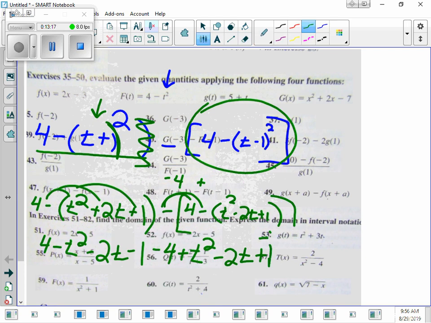Now we just combine like terms. 4 and negative 4 are opposites. Negative t squared and t squared are opposites. The negative 1 and the positive 1 are opposites. And I get negative 2t and negative 2t. And that gives me negative 4t. So that is the result of taking capital F of t plus 1 minus capital F of t minus 1.